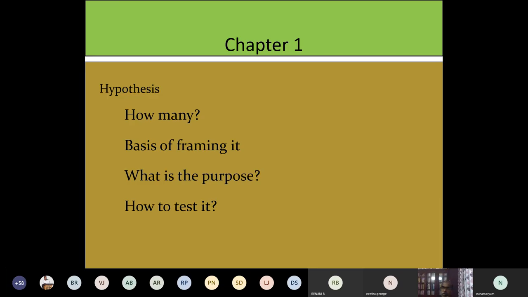For that purpose, we are testing a hypothesis. So unnecessarily, don't put hypothesis. We can fix n number of hypotheses, but don't want to go for too many. Okay, and what is the basis of framing hypothesis? The basis is objective.